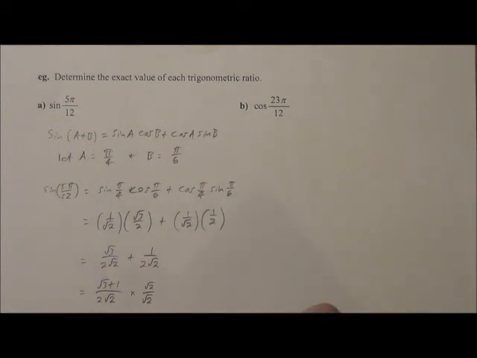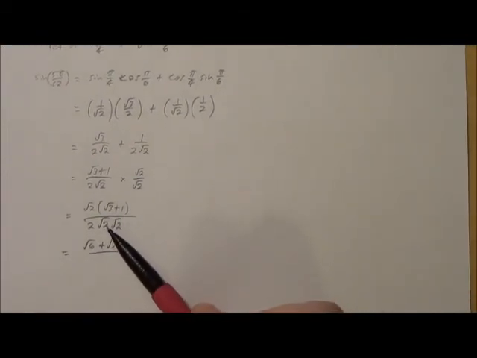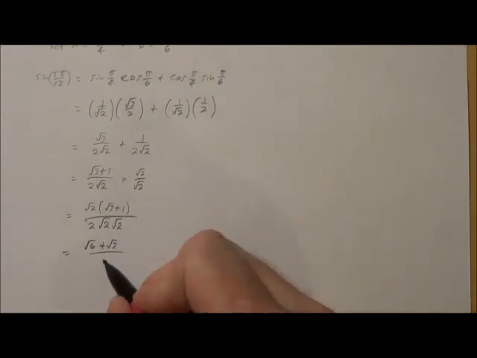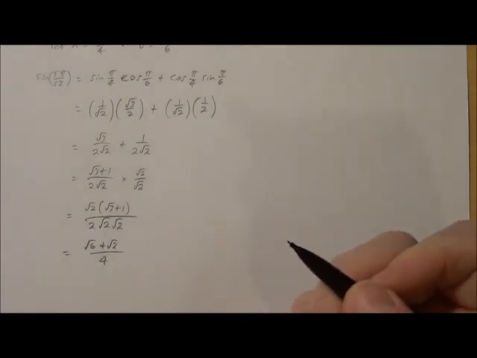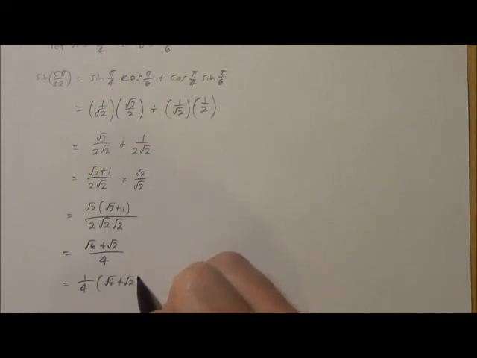I guess you could have left the numerator in the factored form if you like. And root 2 times root 2 is root 4, and root of 4 is 2, and then 2 times 2 is just 4. Okay, and that can sometimes be seen as 1 over 4 times root 6 plus root 2, like that.